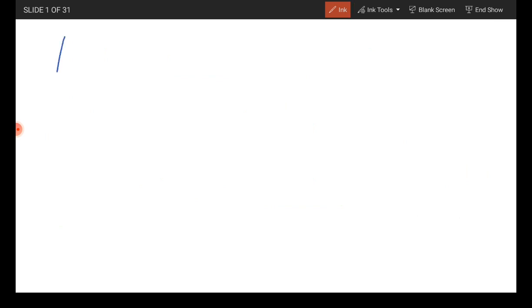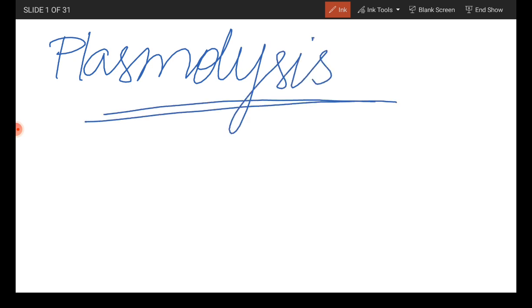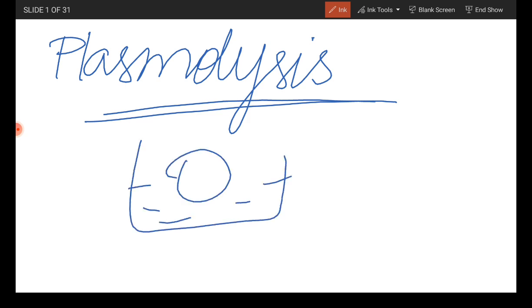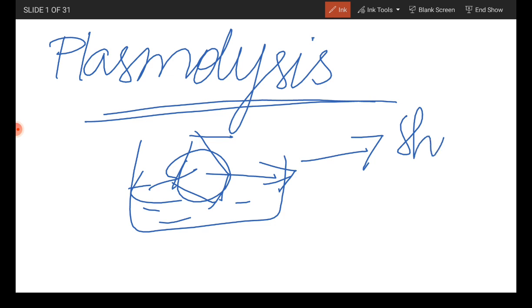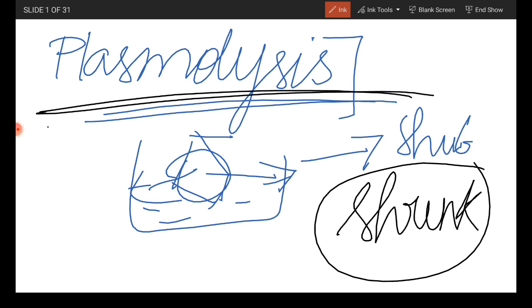Another terminology, what is plasmolysis? When a plant cell is placed in a hypertonic solution, we have seen that water moves out. The cell will shrink. This kind of condition is known as plasmolysis. Okay.